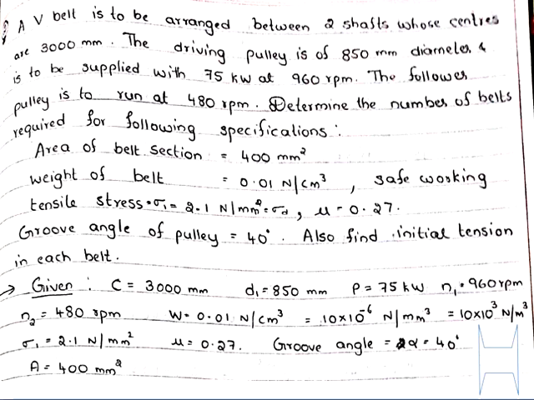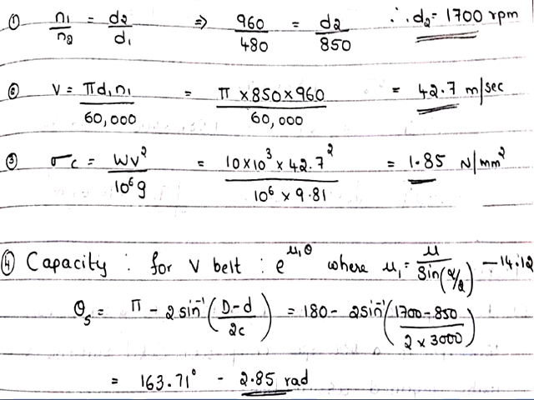So first step, using velocity ratio equation, we'll calculate the unknown term. N1 by N2 is equal to D2 by D1. Diameter 2 is unknown here. Find out diameter D2, you will get 1700, it has to be mm. Then calculate velocity using pi d1 n1 by 60,000 or pi d2 n2 by 60,000, you will get 42.7 meter per second. You can refer to the flat belt drive video again.